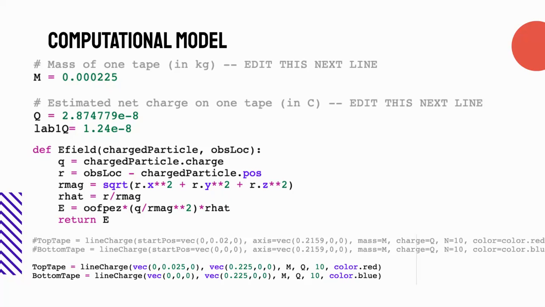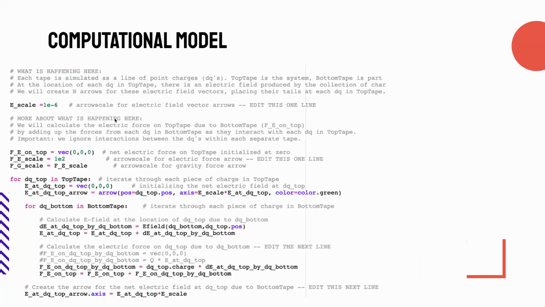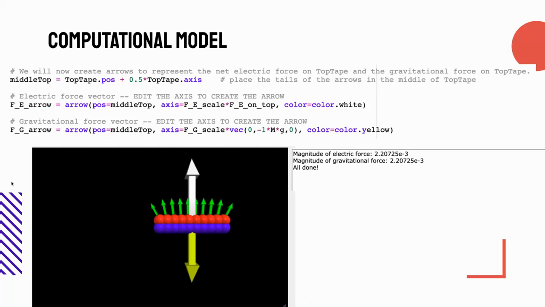These next lines were to define a function for determining the electric field. Then I used these two lines to define the two tapes. I input the distance between them and the tape length in the appropriate vectors. This section of code works to calculate the electric field and the electric force of tape B, the top tape. That's this section of code. The last section calculates and defines the arrows regarding the net electric force and the gravitational force. This is what my computational model looks like.